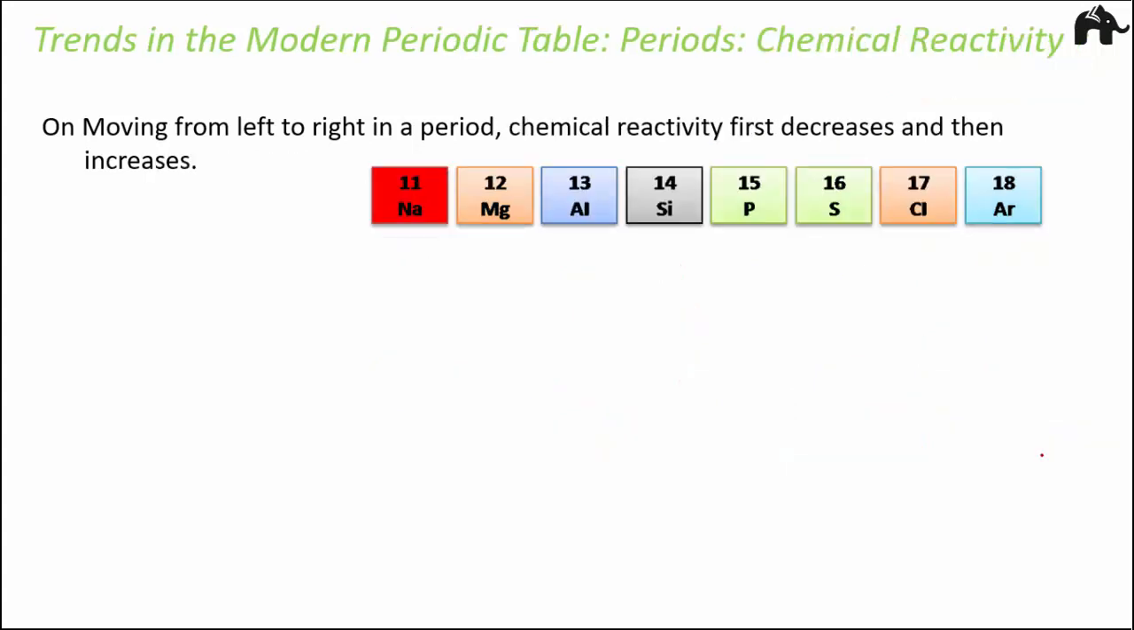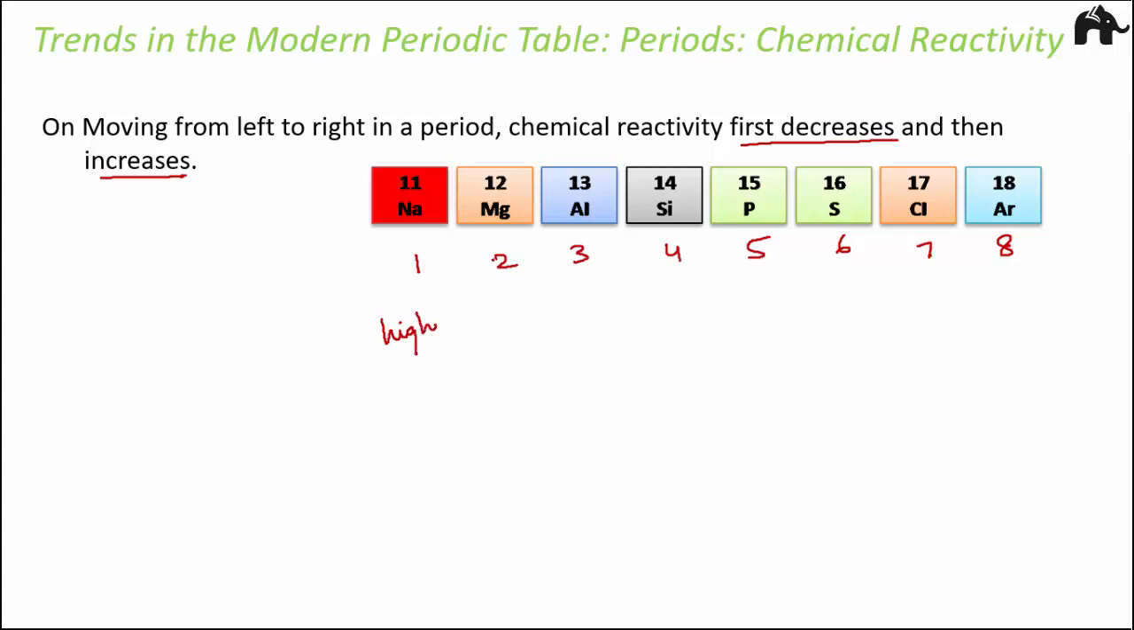Now we talk about chemical reactivity. What happens to chemical reactivity? On moving from left to right, chemical reactivity first decreases and then increases. How? That's because, again, let's talk about the valence electrons. So this is how we have the valence electrons. What happens to the reactivity? So initially the chemical reactivity is quite high for sodium because it has 1 valence electron, very loosely bound, very easy to lose that electron, and that's how it reacts with other substances. So chemical reactivity is quite high.